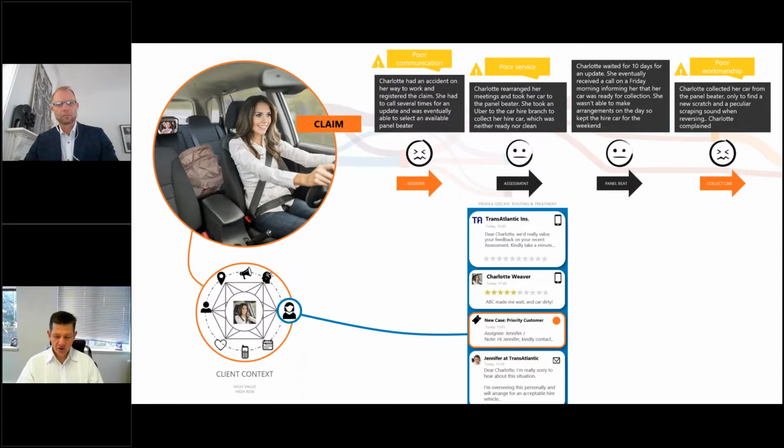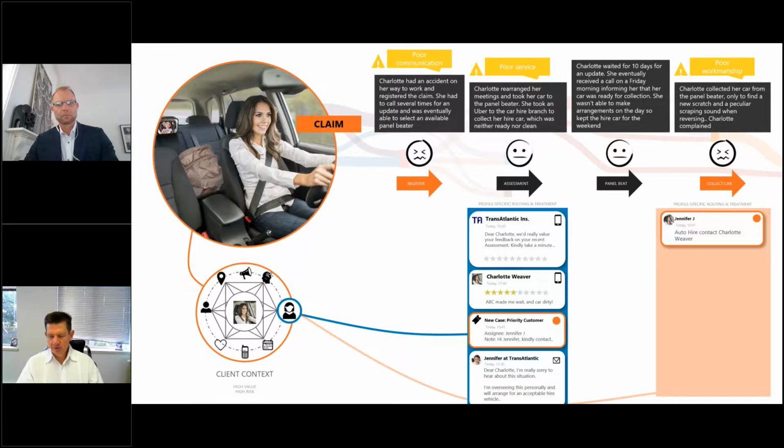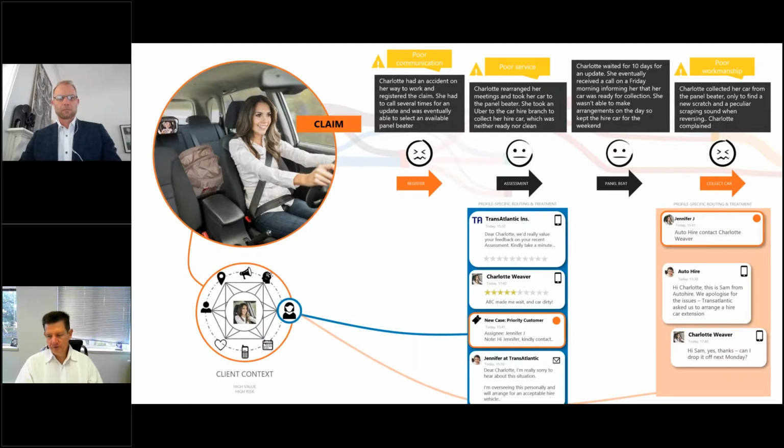Jennifer in turn engages with Charlotte to resolve the issue, and Jennifer then makes sure that she puts Charlotte in contact with the car hire organization. Sam from Auto Car Hire makes contact with Charlotte, resolves the issue. In this particular case, makes arrangements for the car to be dropped off on the Monday.